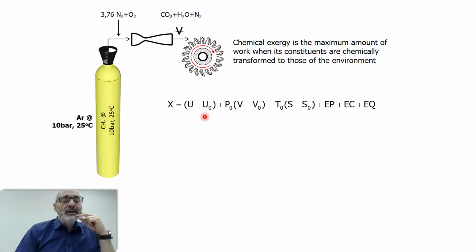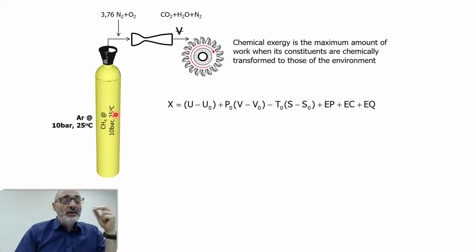My point here is that because the pressure is the same as the environment, 10 bar, and the temperature is the same, 25, when I open this valve, if I do nothing, there's not going to be a flow, because the pressure is the same. But if I allow it to react chemically with oxygen, I get heat, and from heat I can obtain work. So the concept of chemical exergy is the same: the maximum amount of work when its constituents are chemically transformed to those constituents of the environment.